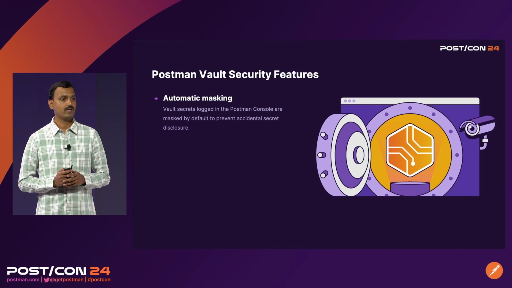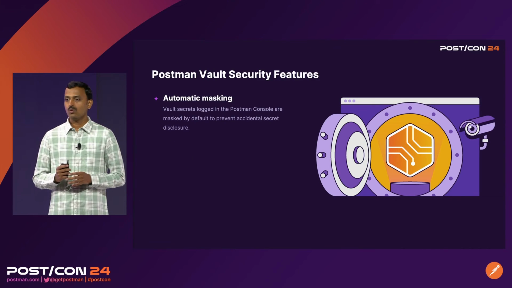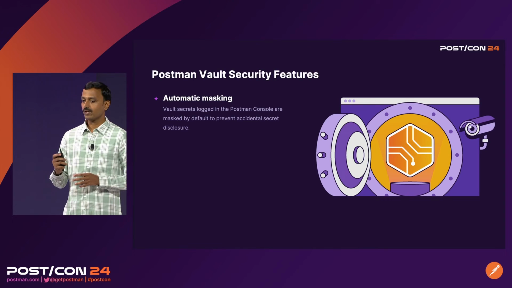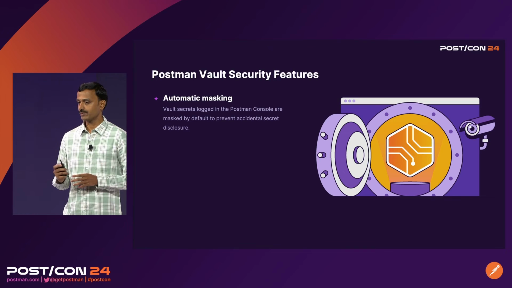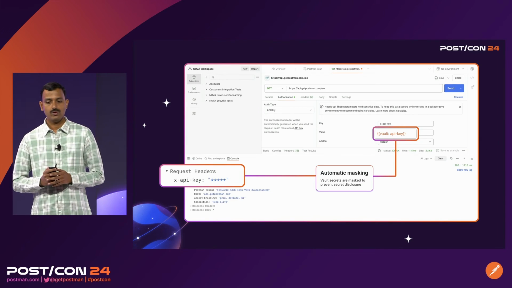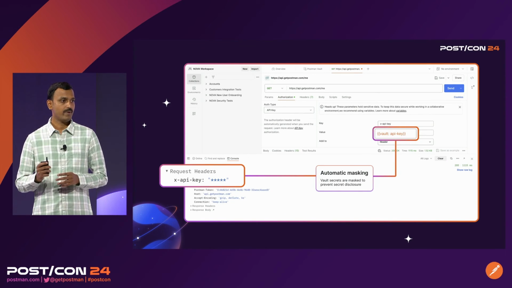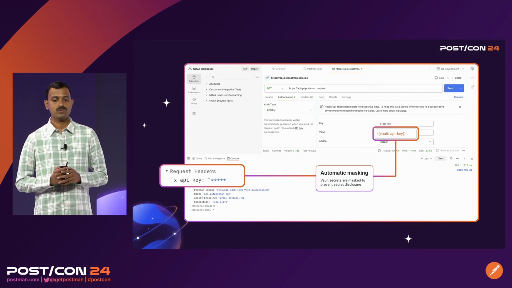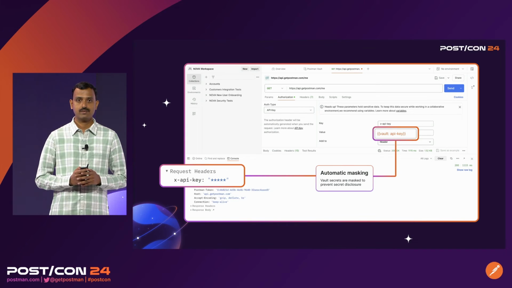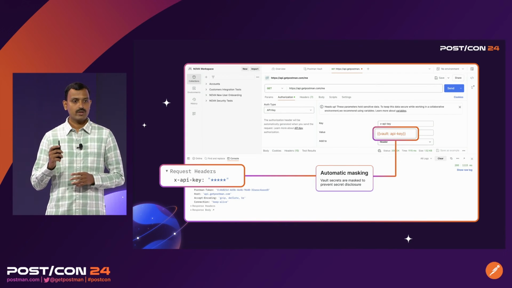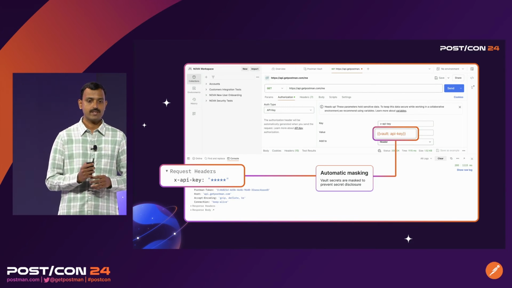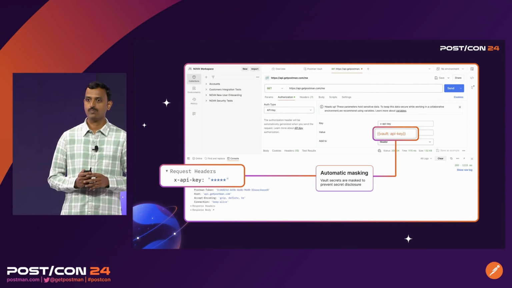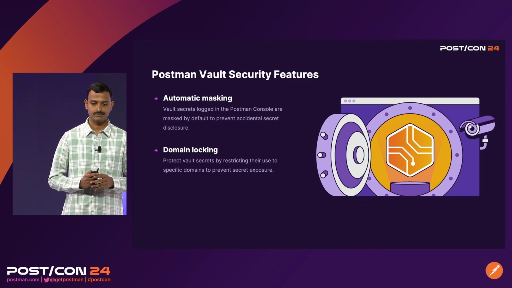Next one is automatic masking. By default, vault secrets logged in the Postman console are masked to prevent accidental secret disclosure. In this example, you can see we have referenced the API key in the authentication section, and in the Postman console, it is getting masked automatically. We have also given a setting through which you can enable and disable automatic masking. You can access that setting from the vault settings section.